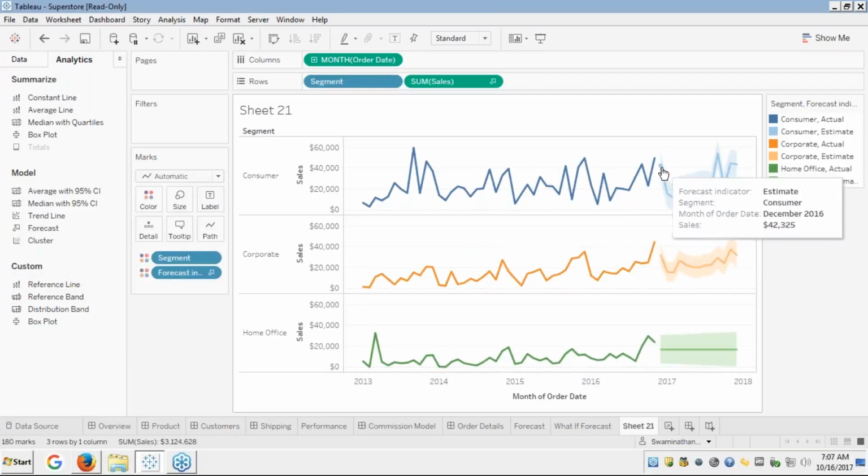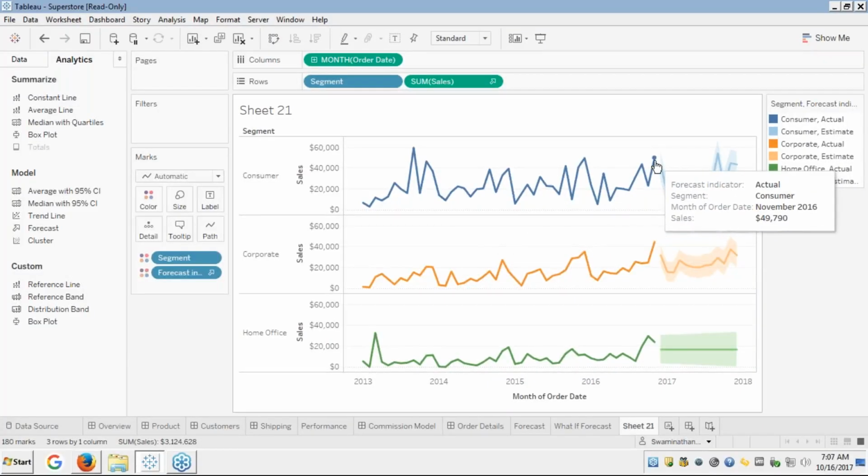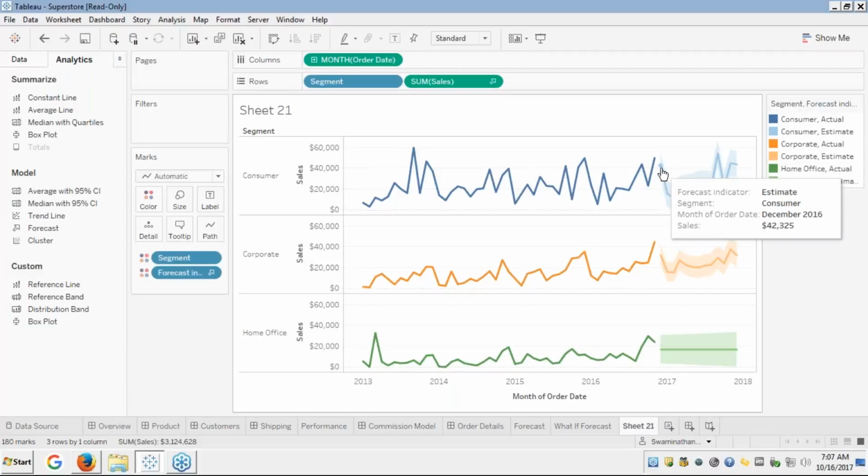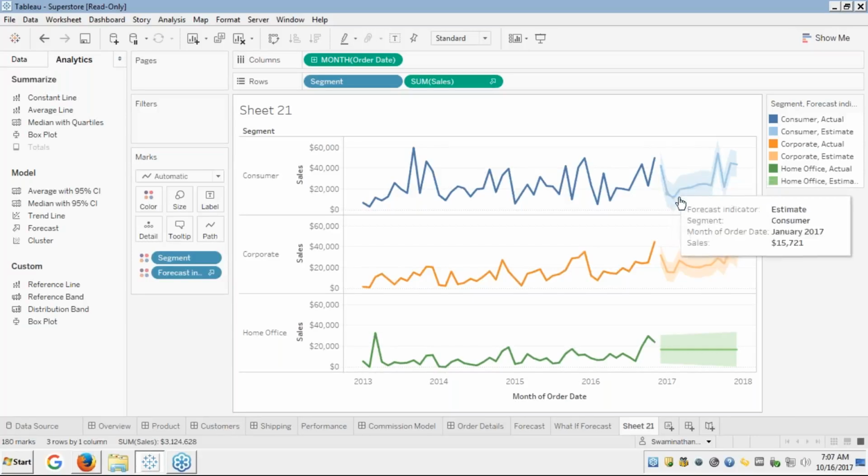Can you see what has happened? As soon as I added a forecast, the data got changed to November 2016 and my prediction started from December 2016.